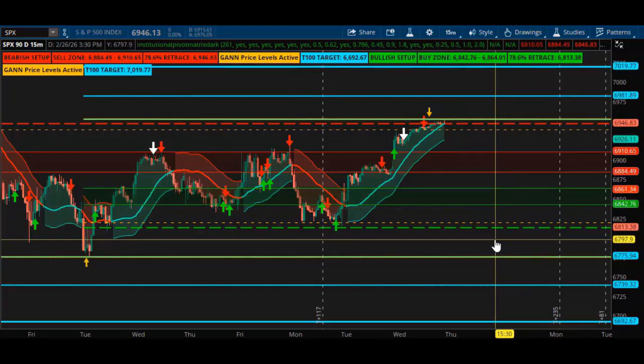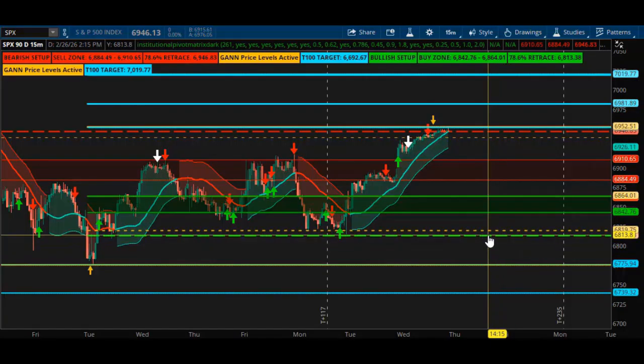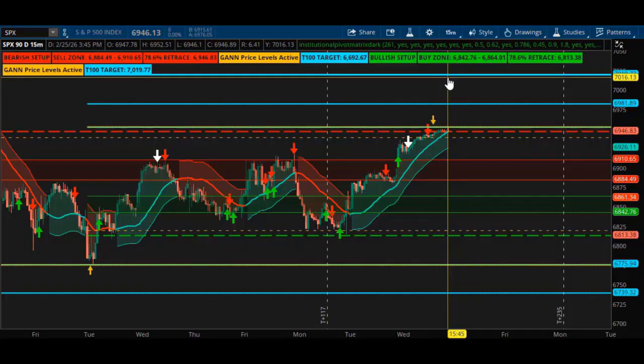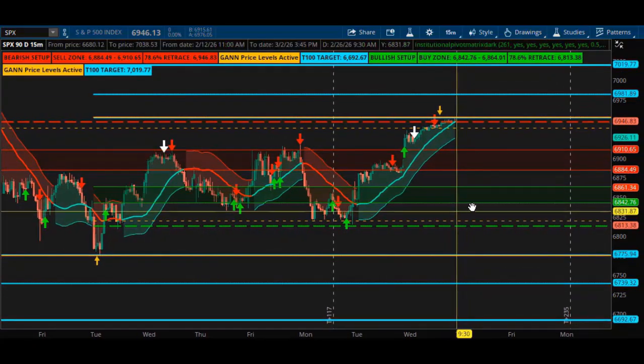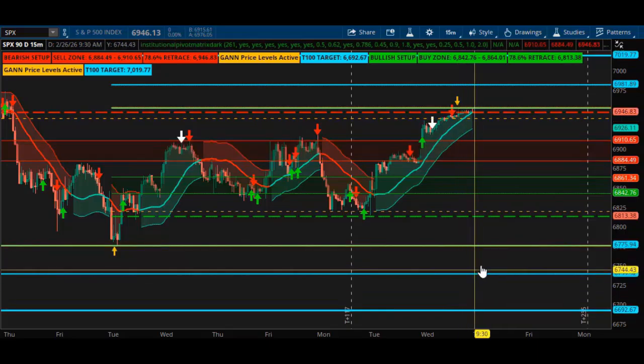This framework defines directional pathways before price reaches them. So if price breaches here, our upside targets that are activated are 1, 2, and 3. If price breaches down here, our downside targets are activated, and we have price 1, 2, and 3 within our institutional zones.